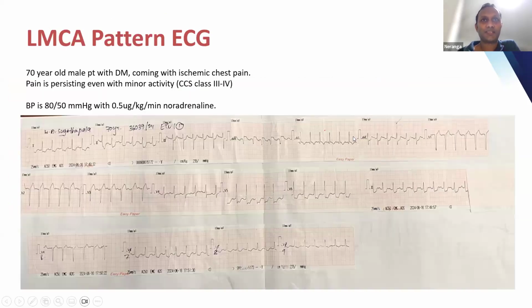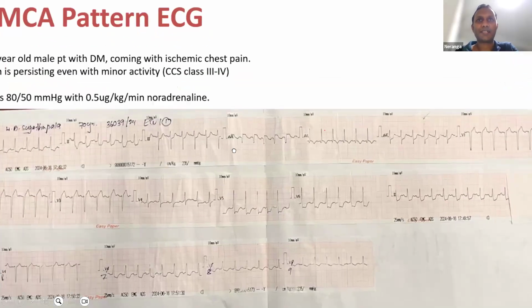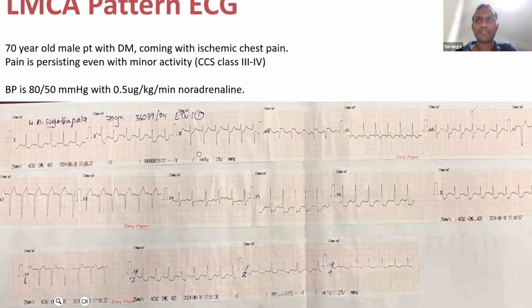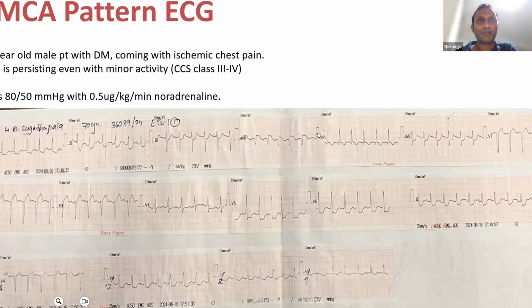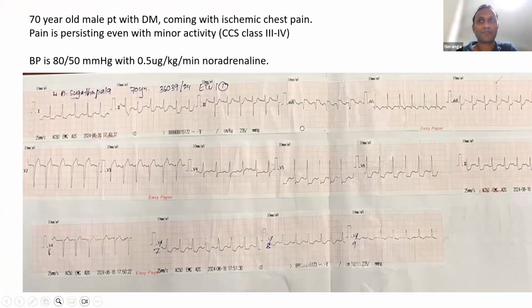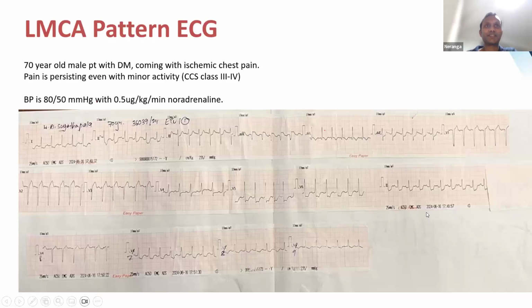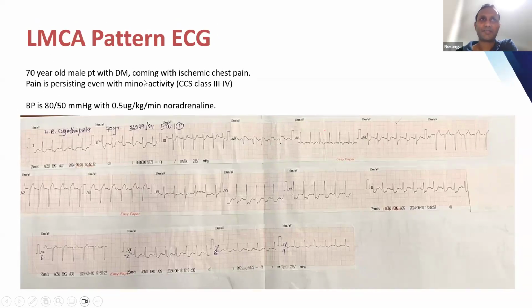Here you can see ST elevation in aVR, slight ST elevation in V1, and widespread ST depression in more than 6 leads. This patient is 70 years old with diabetes, coming with chest pain, CCS class 3 to 4, low blood pressure, and the patient is in cardiogenic shock. So this patient has severe left main coronary artery disease or severe triple vessel disease. The other thing you have to check, if you see an LMCA pattern ECG, is whether the patient is pale or not.